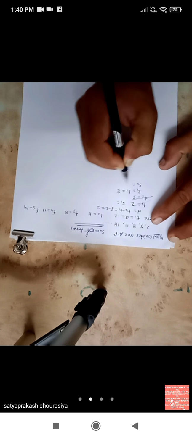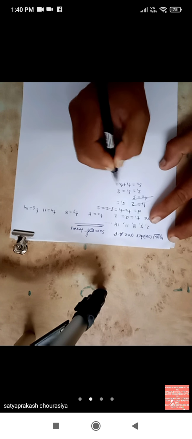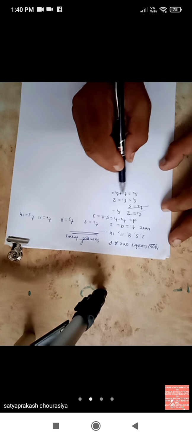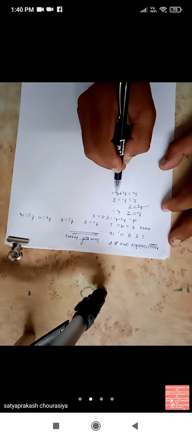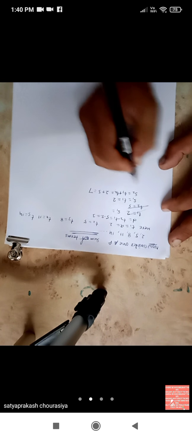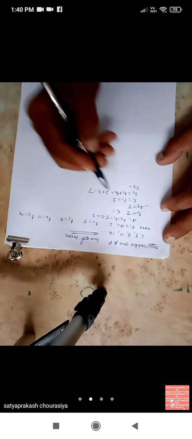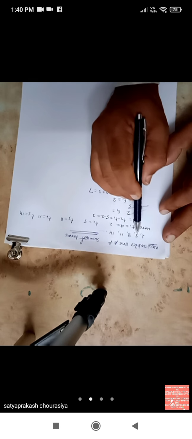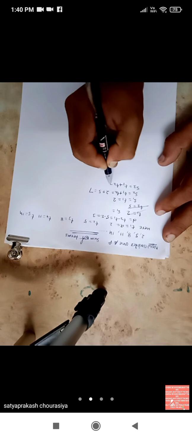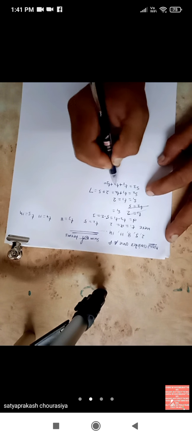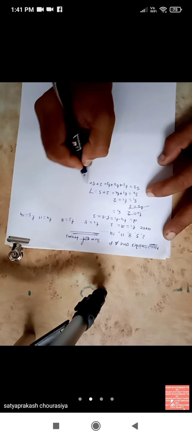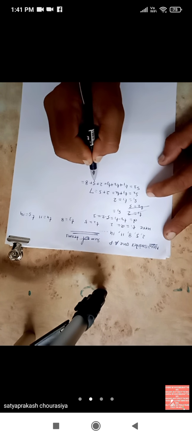Now S2 means T1 plus T2. That means the first term and the second term, both we have to add. So the first term is T1, the second term is T2. So here 2 plus 5 is equal to 7. S3 means the sum of the first three terms, the addition of the first, second and third terms. So S3 means T1 plus T2 plus T3. T1 is 2, T2 is 5 and T3 is equal to 8. So 5 plus 2 is 7, and 7 and 8 is 15.